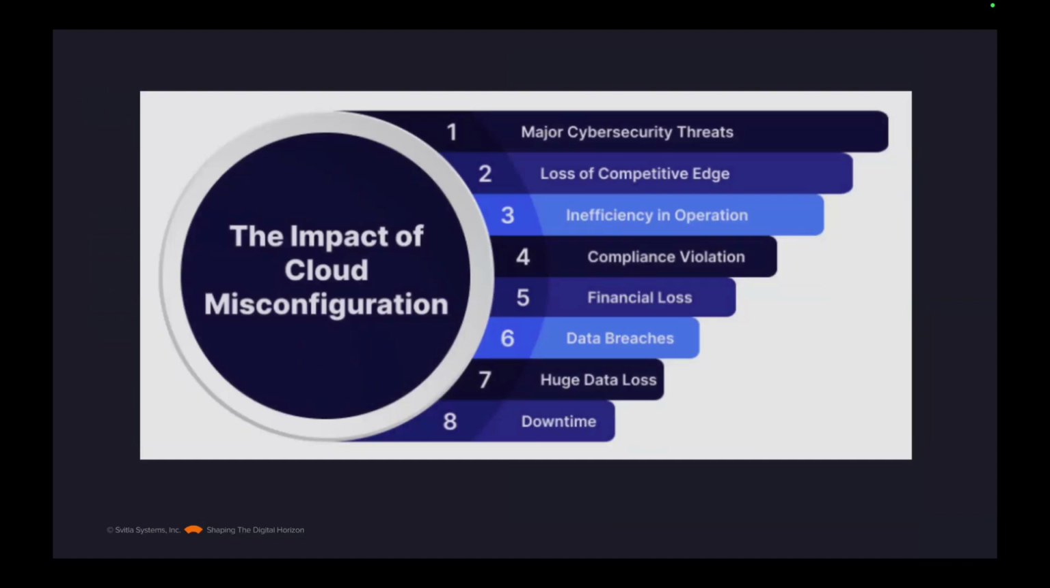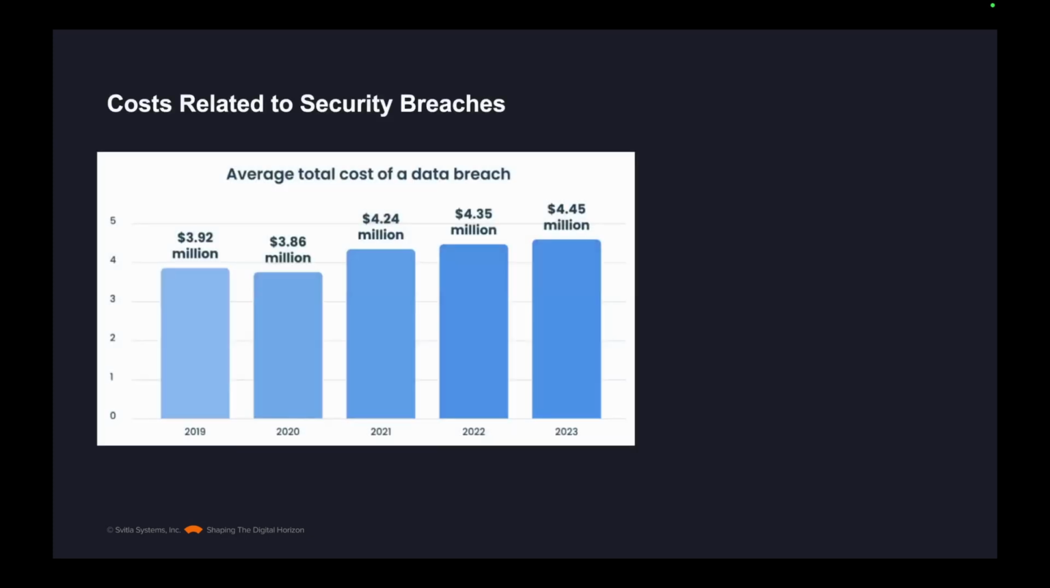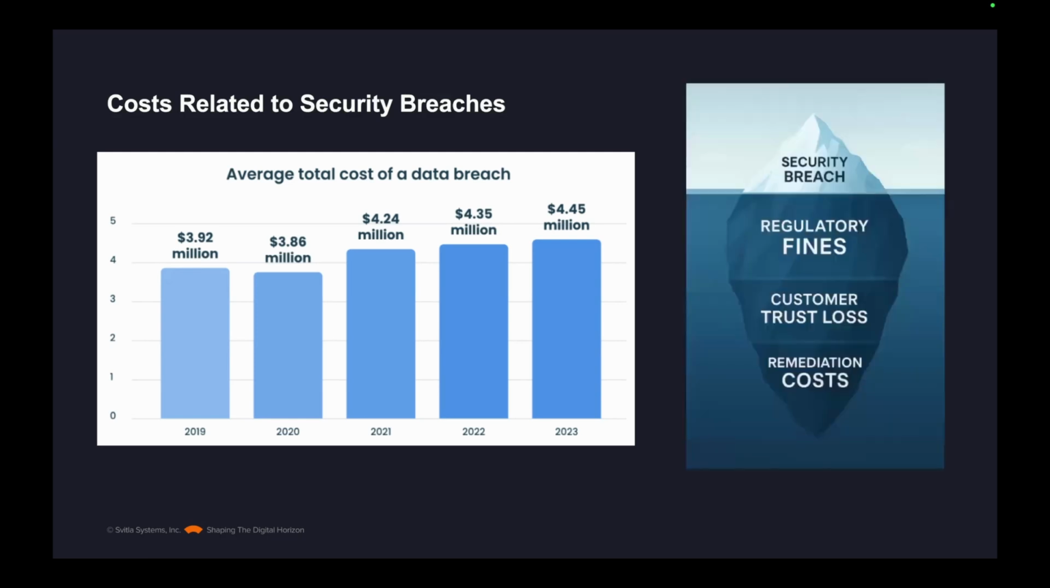As we can see in this image, I will describe the impact of cloud misconfiguration. It's not just a major cybersecurity threat, but having a cloud misconfiguration can lead to loss of competitive edge, data breaches, money lost paying fines under industry standards, and of course, downtime from having systems compromised. As we can see over here, the costs due to security or data breaches are quite high, even for big companies. For small companies it would mean bankruptcy. And besides the money fines and regulatory fines that come with a data breach, there are customer trust loss and remediation costs.